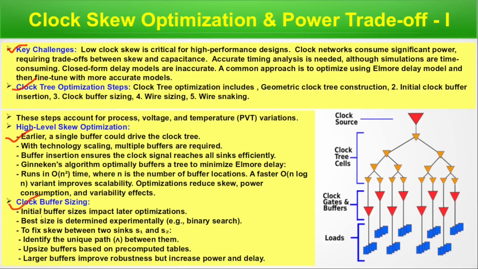Now clock buffer sizing. Initial buffer sizes impact later optimizations. Best size is determined experimentally, that is binary search. To fix skew between two sinks S1 and S2, identify the unique path between them. Upsize buffers based on pre-computed tables, and larger buffers improve robustness but increase power and delay. That is about clock buffer sizing.